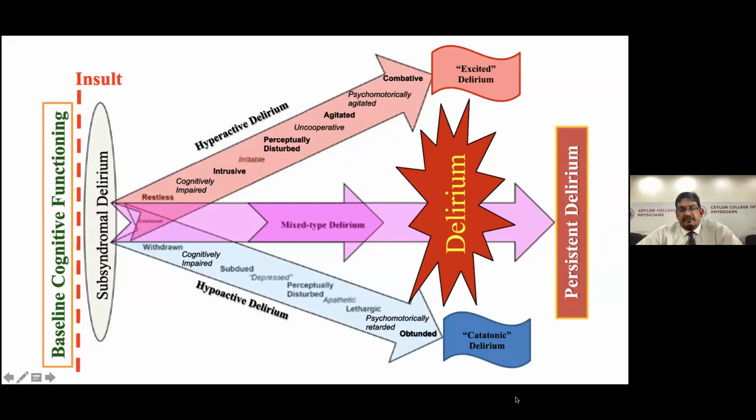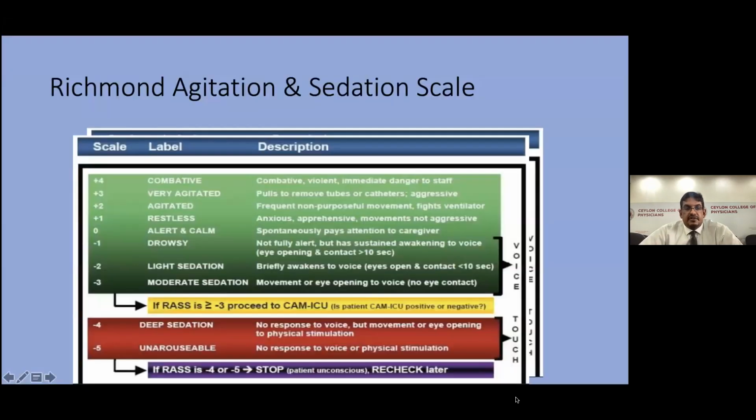I guess hyperactive delirium is sort of the more easily detected type of delirium because it is more clearly manifest. But then again, a lot of people may miss out mixed type of delirium or hypoactive delirium, especially when they come with some sort of infection. There are other scales as well which would be useful. I won't dwell on them too much.